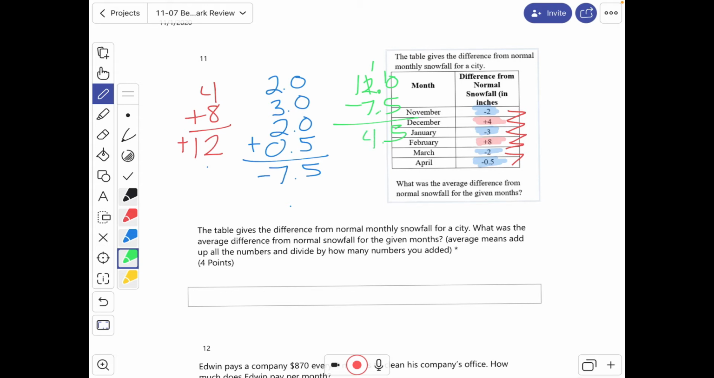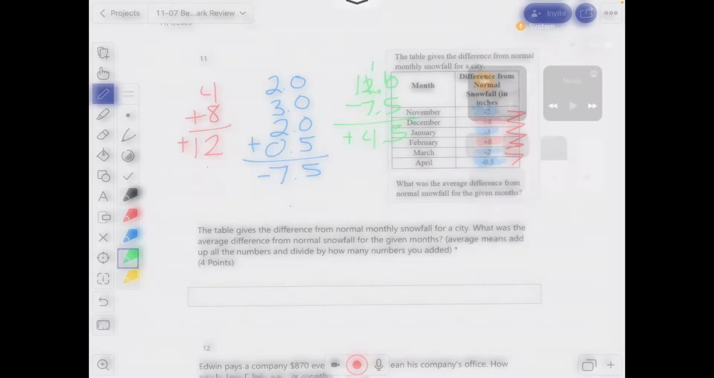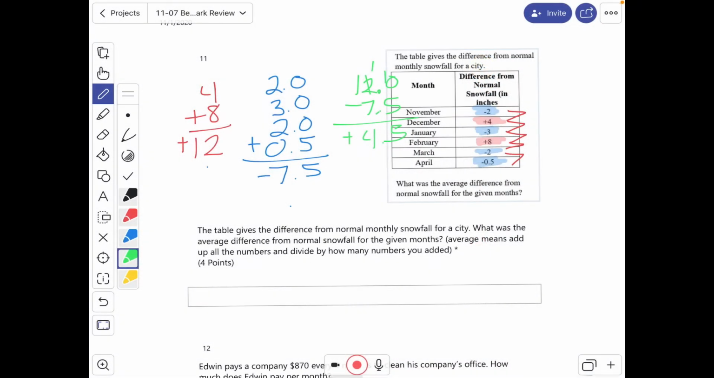So I got 4.5. Is it positive or negative? Positive, because the bigger number was positive. Now we have to divide by how many numbers there were. There were 1, 2, 3, 4, 5, 6. So this is 4.5 divided by 6.